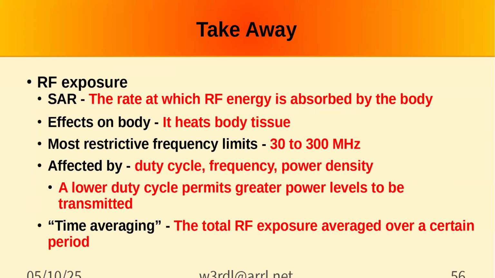It's most restrictive in the 30 to 300 range, basically VHF. You have to take into account duty cycle, frequency, power density, which part of that is the antenna gain. Time averaging just means the total exposure averaged over a certain period of time, which they do not define that period of time.